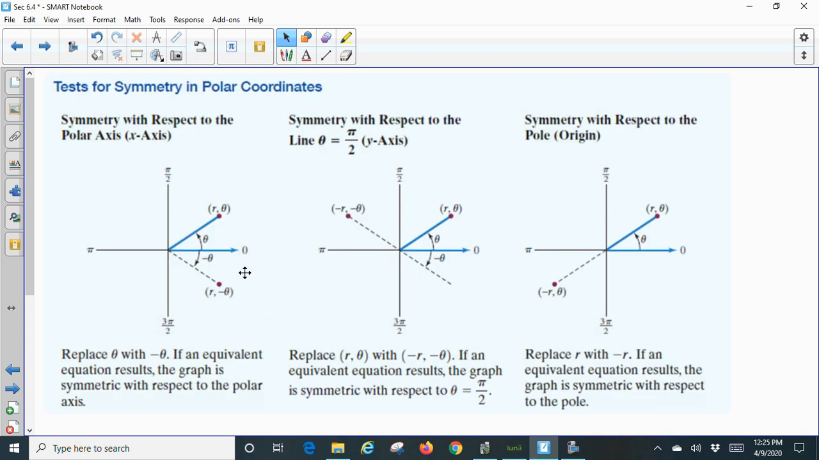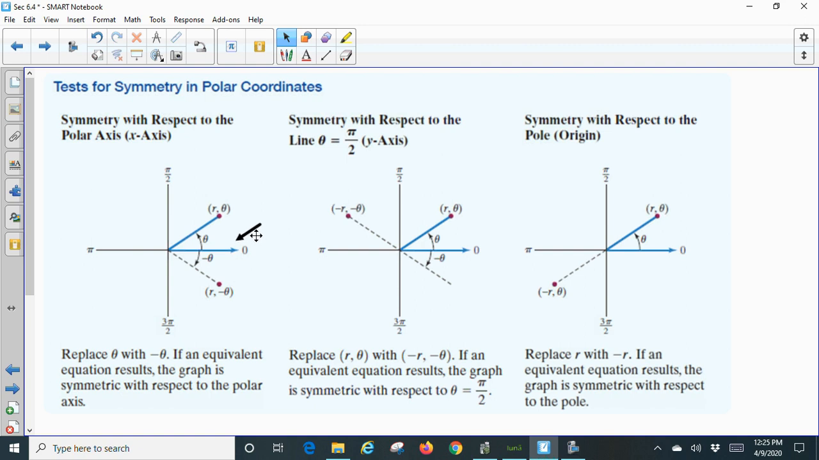Test for symmetry in polar coordinates. We're going to test for 3 types of symmetry. Let me put an arrow in here. I think it works a little better. So our first type of symmetry is going to be symmetry with respect to the polar axis. Again, the polar axis would be the positive x-axis if we were graphing in the coordinate plane.